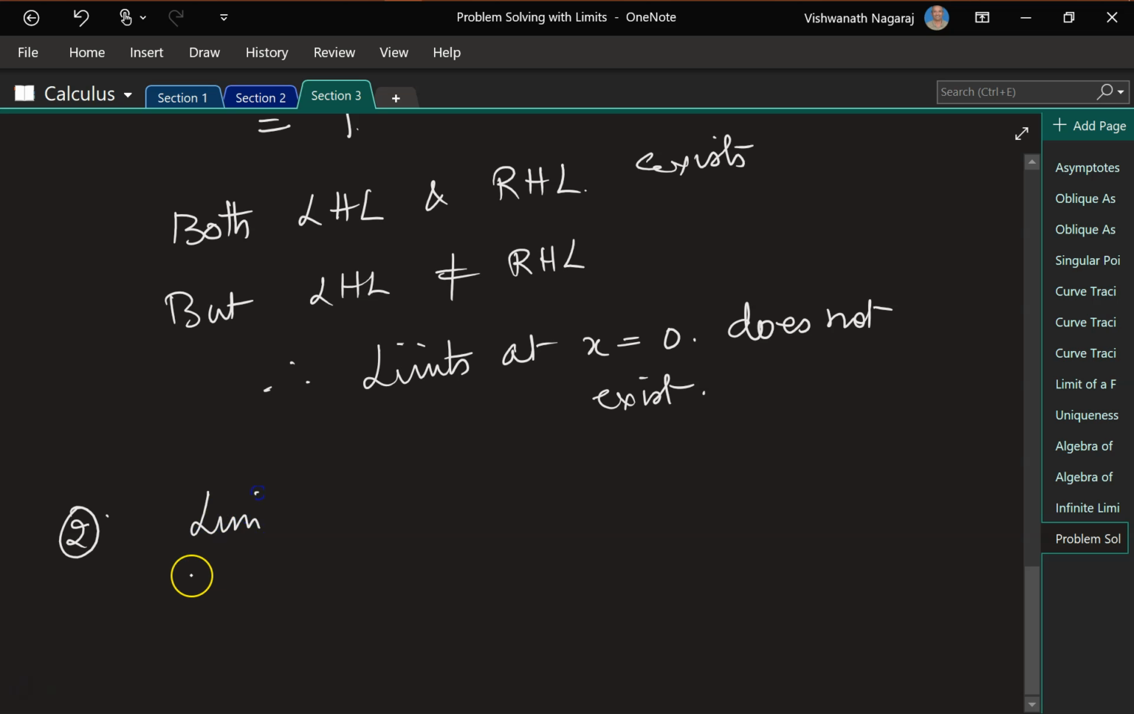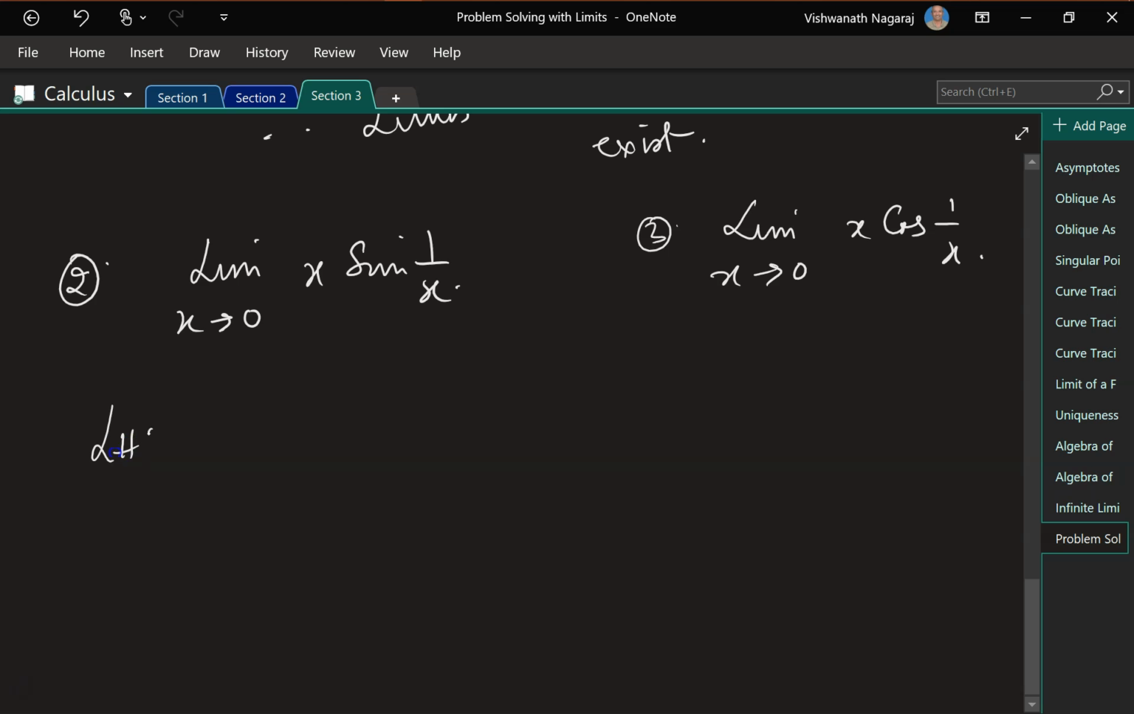Limit as x approaches 0 of x sine 1 by x. And parallelly let's try out something else. Let's parallelly do the third: limit as x approaches 0 of x cos 1 by x.